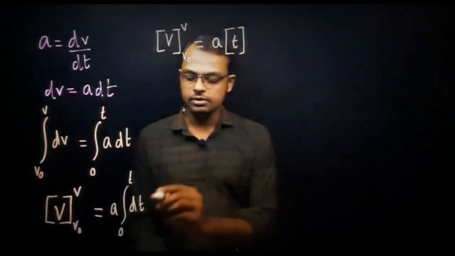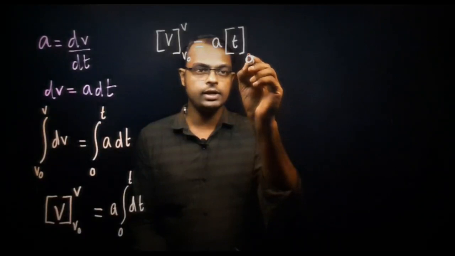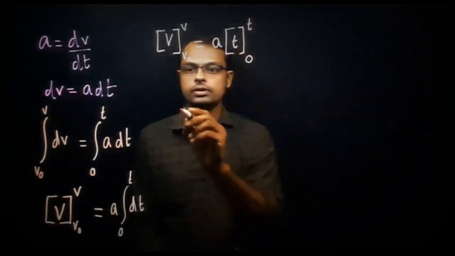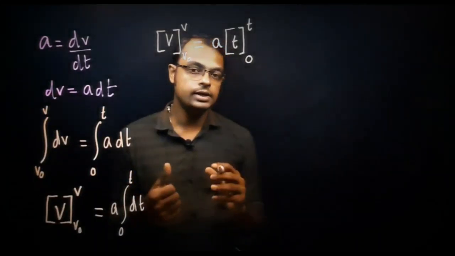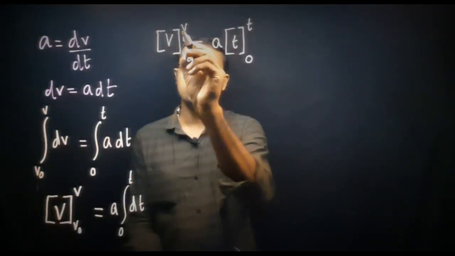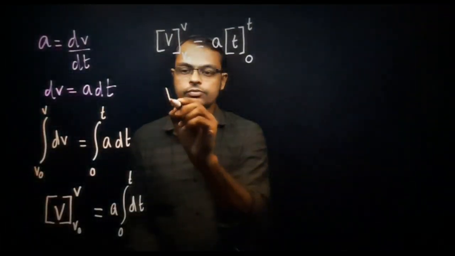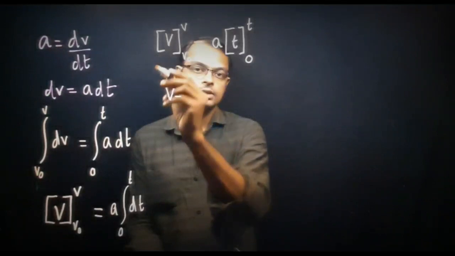Now apply the limit from where it is changing. The time is changing from 0 to t, right? So I can apply here lower limit and upper limit. Now what is the next step? Apply the upper limit minus lower limit. So for this variable v, substitute the upper limit. Upper limit is v itself, right? Minus apply the lower limit in the velocity.